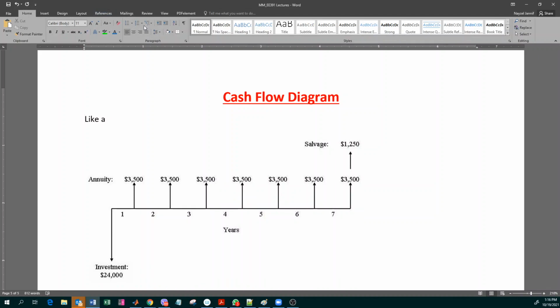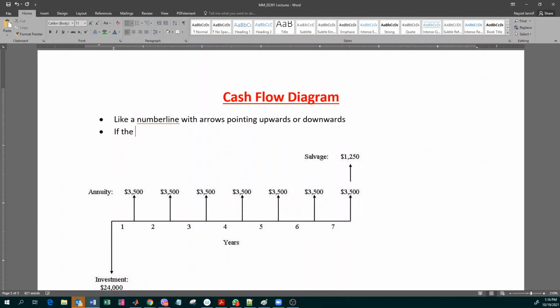It's like a number line. Do you remember the number line from primary school? It's like a number line, right? With arrows pointing upwards or downwards. Can you see the number line? 1, 2, 3, 4, 5, 6. So this 1, 2, 3, that's your time axis.